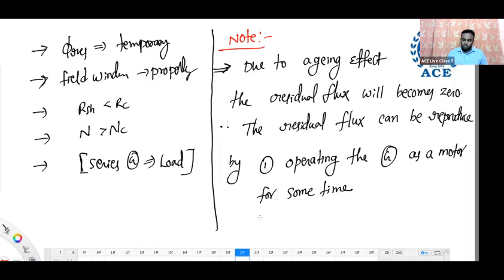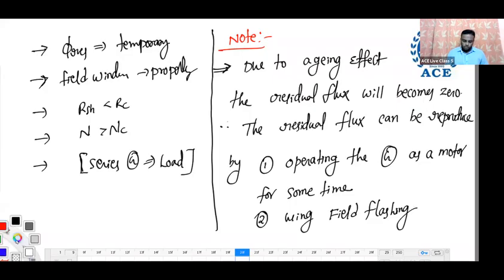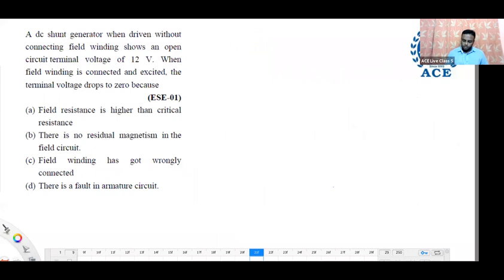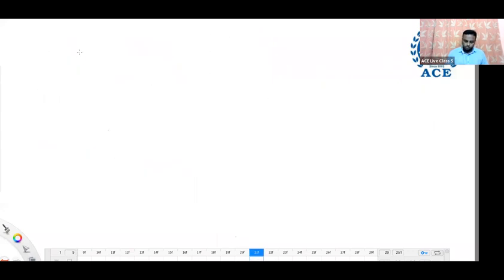That is one method. And the second method is by using field flashing. What is field flashing? Simple. Field flashing is, see, let us consider it is a shunt generator.